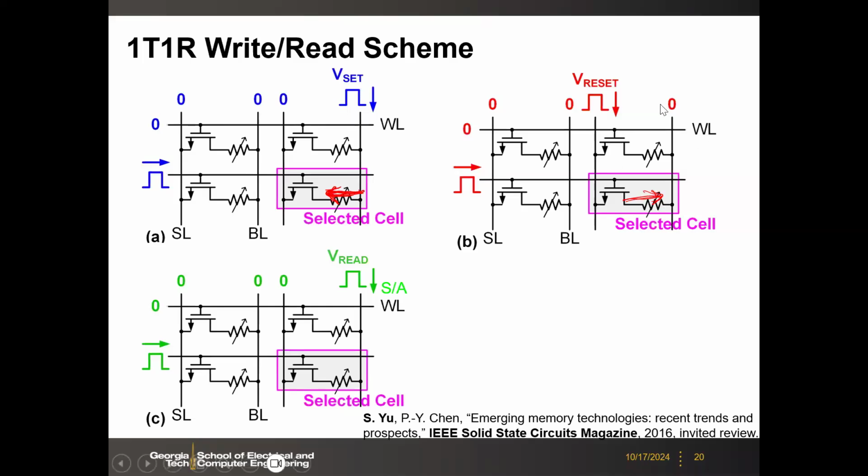Okay, you can look at the bias condition. So that means there are still half-bias, half-select cells like this one. And then for the read, it's simple. Just turn on the word line. And then on the bit line, you have the read voltage, which is smaller than the set and reset voltage because you just want to read the cell. And then this current will go to the sense amp.